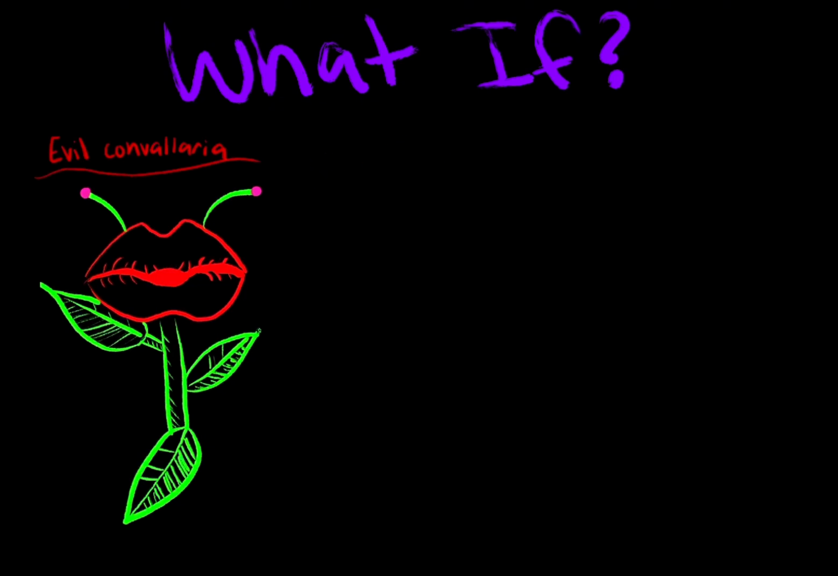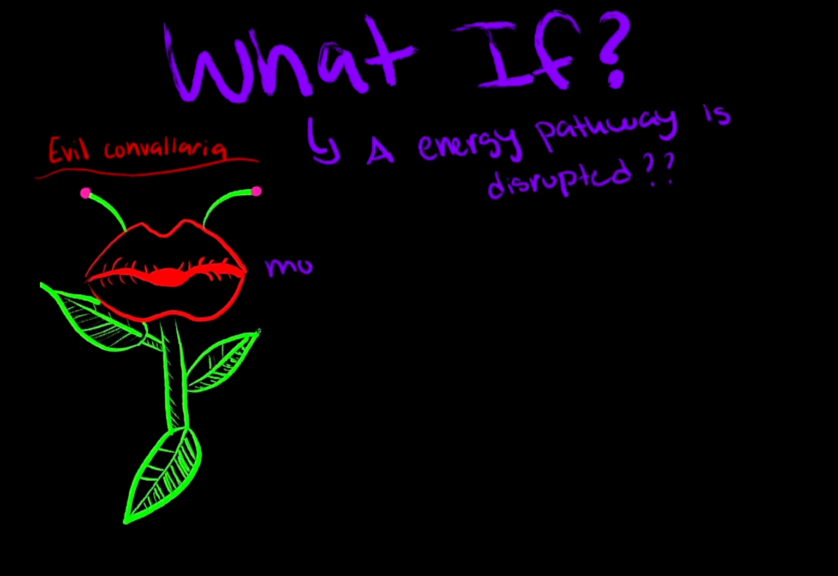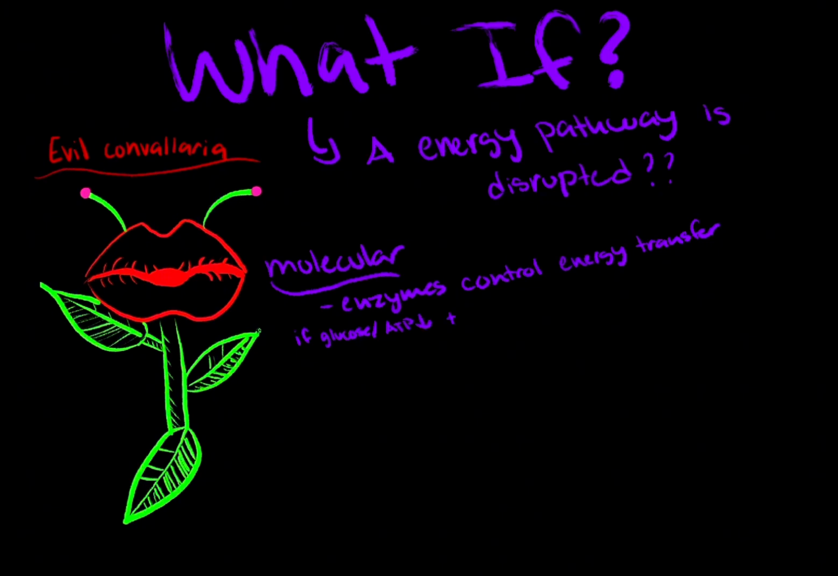When one of the energy pathways is disrupted in any way, the effects can be seen across multiple biological levels. At the molecular level, pathway disruption interferes with enzymes and energy transfer. Enzymes control each step of photosynthesis and cellular respiration. If these enzymes are inhibited or fail to function properly, reactions slow down or cease. As a result, glucose production or ATP synthesis decreases, reducing the amount of usable energy available to the plant.